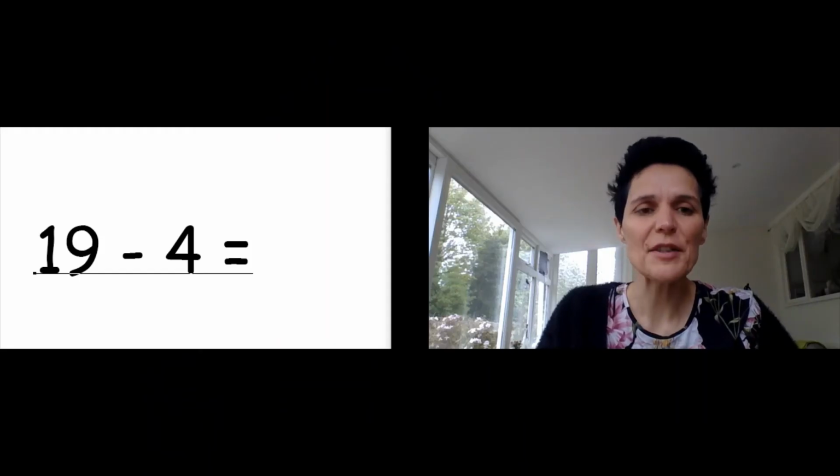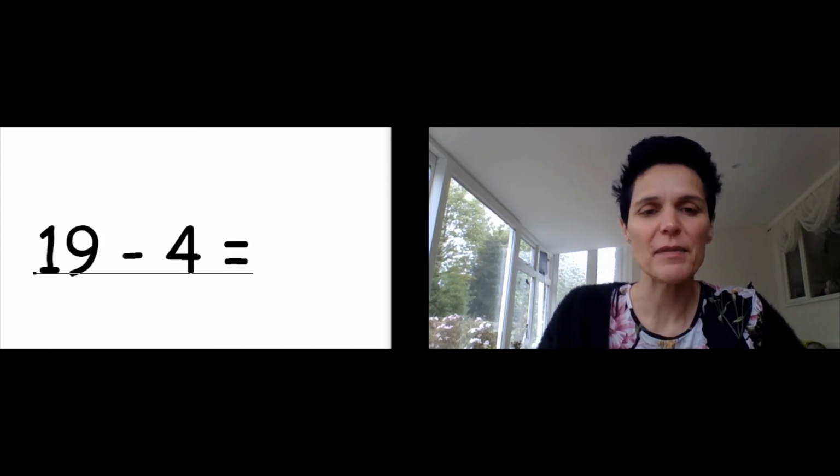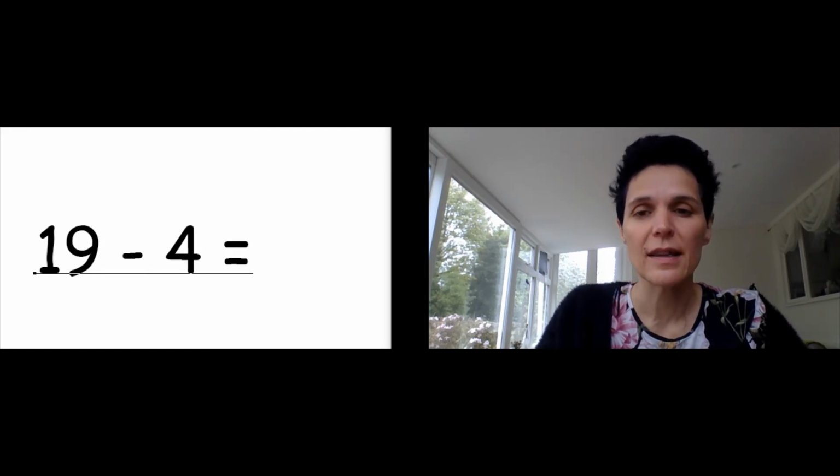Another way to do subtraction is in your head, but you do need to be good at counting backwards from 20. Here's how you do it. Let's look at the same number sentence as before. 19 subtract 4 is equal to. The first thing that you need to do is put the small number on your fingers. So which number is smaller, 19 or 4?